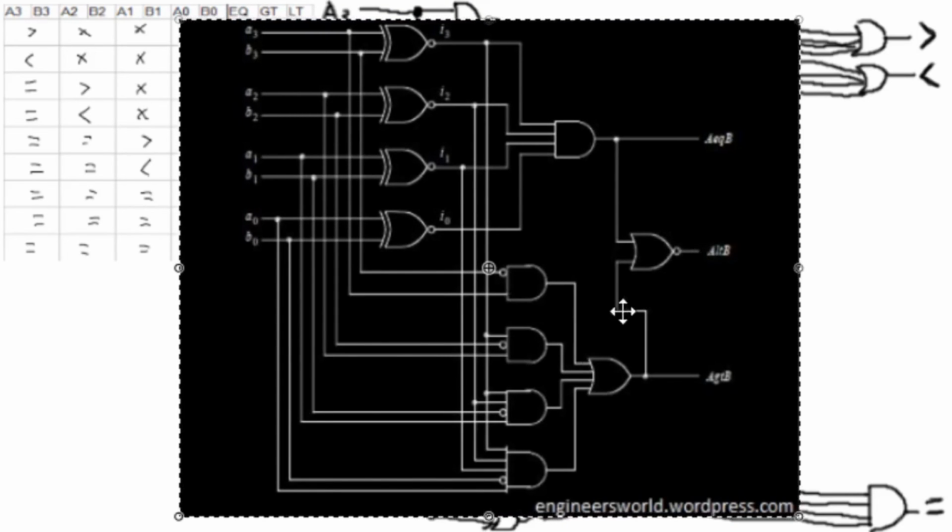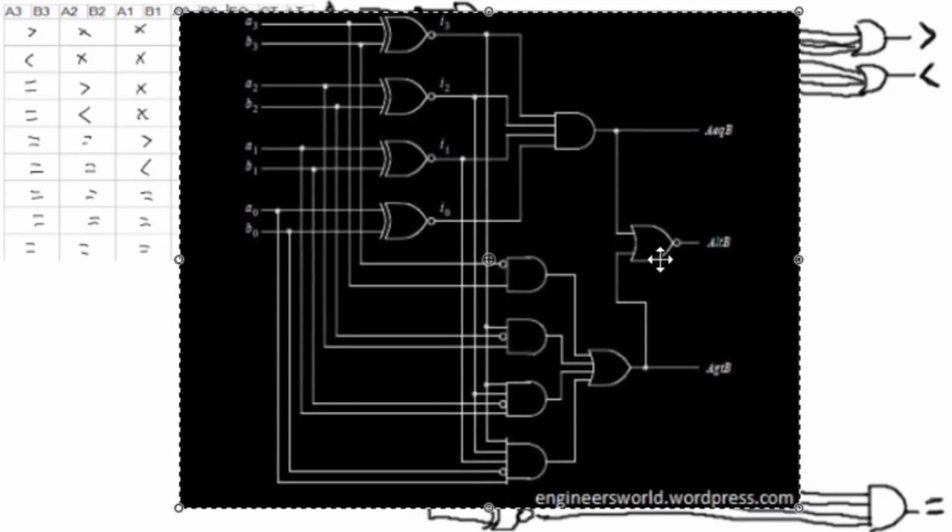And of course, you can also do the opposite. You can have an equal, and you can have the less than comparator and derive the greater than through a NOR gate. It works just the same. But this is just a little shortcut that engineers use to reduce the number of logic gates, and it works just the same.